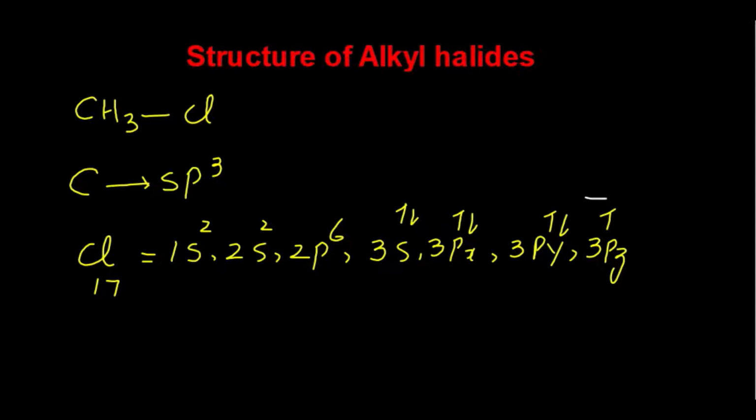Here you can notice, students, in chlorine, its 3pz orbital is half filled. How many electrons are present in the 3pz orbital? There is 1 electron. So methyl chloride is formed by the overlap of the sp3 orbital of carbon with the 3pz orbital of chlorine. Let's see how the molecule is formed.